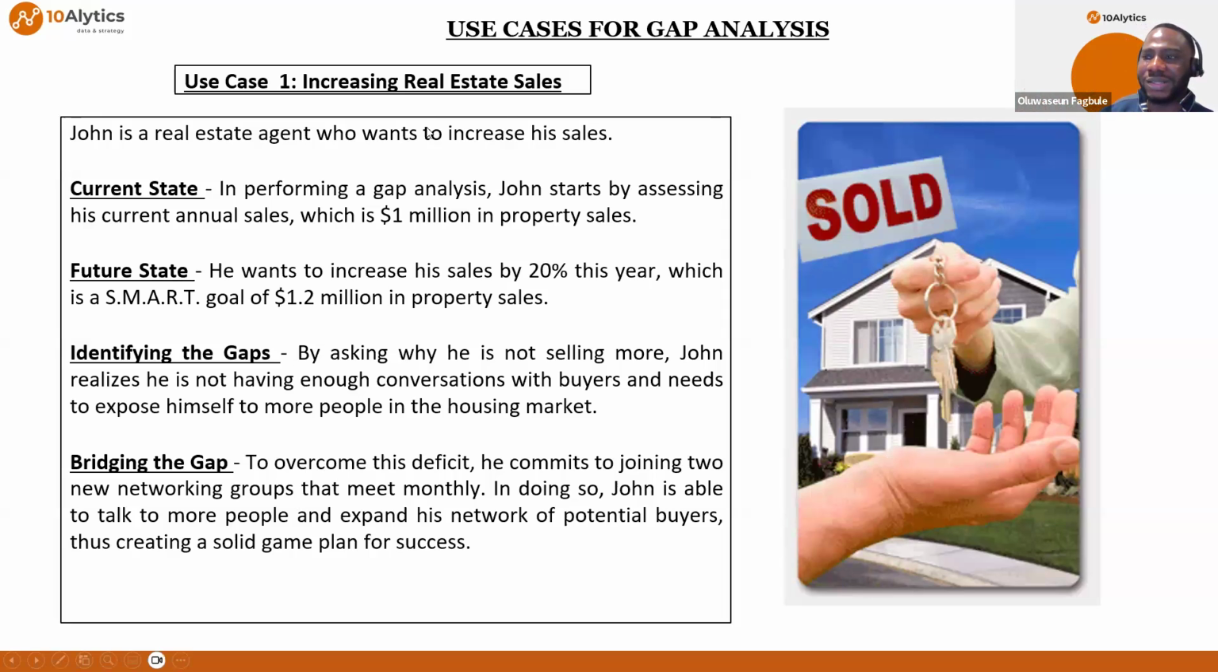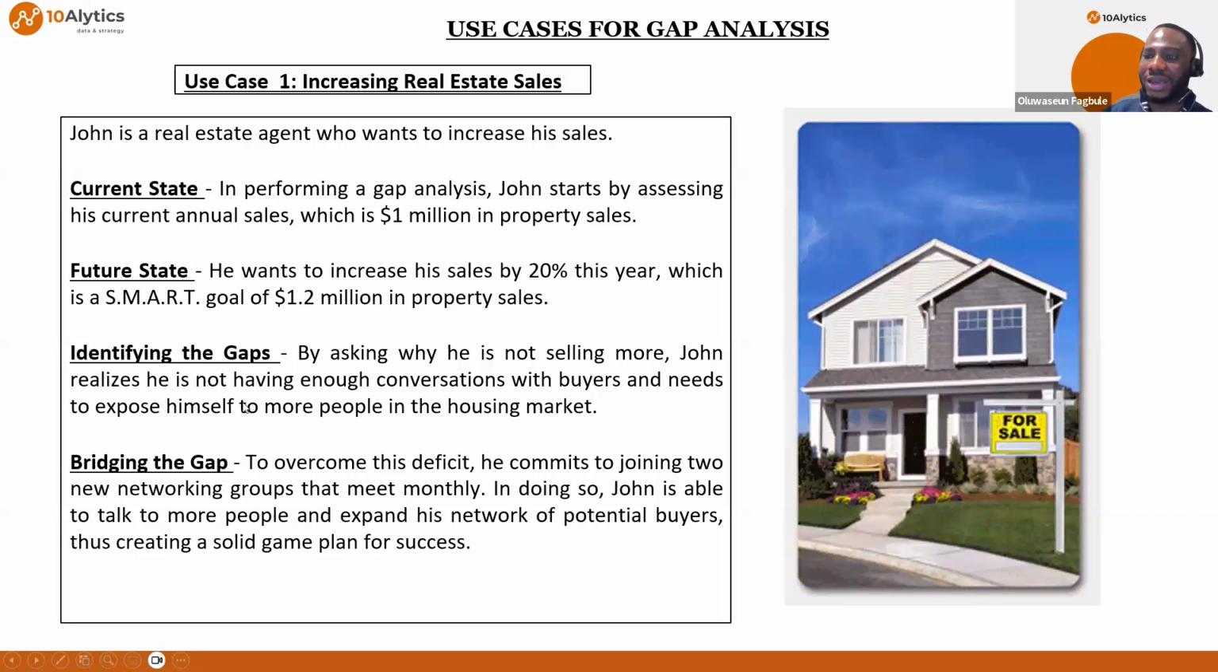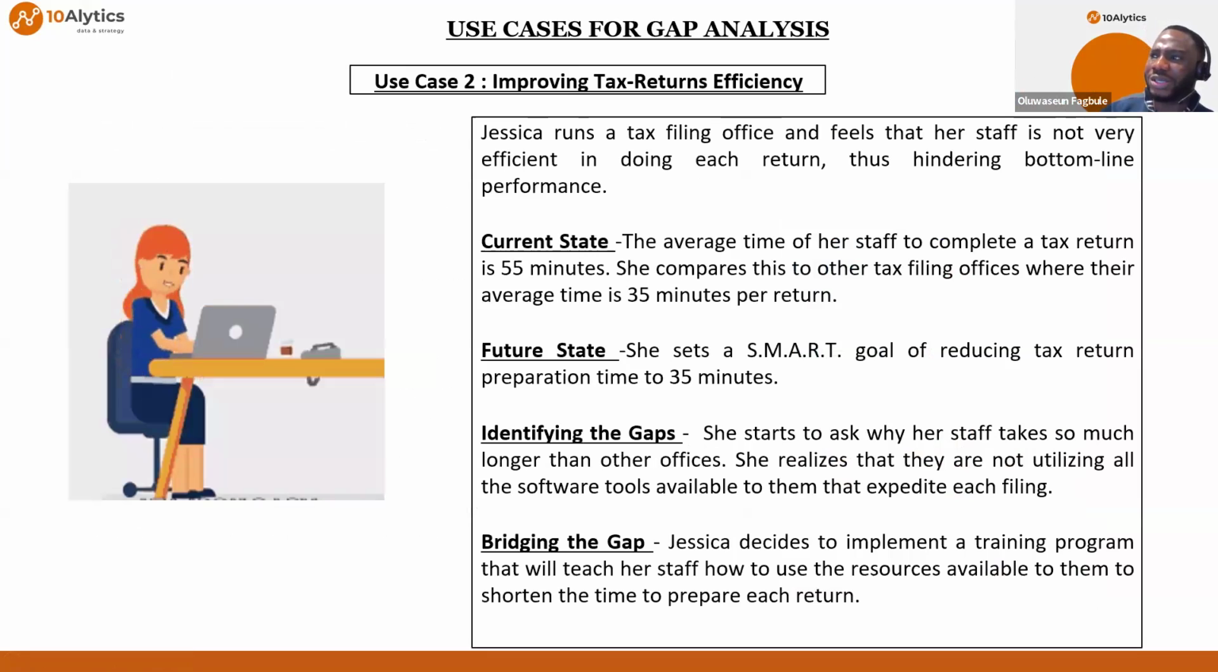He looked at his current state, right? He's currently making $1 million. His future state where he would like to be is $1.2 million. In identifying the gaps, he found that he has not exposed himself to a lot more people in the housing market. And the more he talks to people, he feels the more he'll be able to make sales. And in bridging that gap, he commits to joining 2 new networking groups that meet monthly. That's John. Now we'll look at another use case in tax, right?